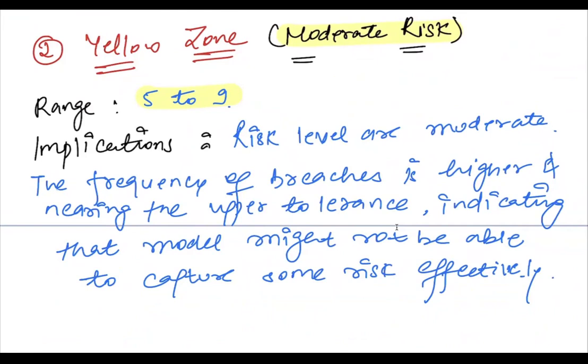And whenever something like that happens, that's actually a breach. So when breaches are happening regularly, let's say 5 to 9 times, that's actually a concern, right? Because you are facing more losses than what you expected. And that's why we say that your model might not be able to capture some risk effectively.